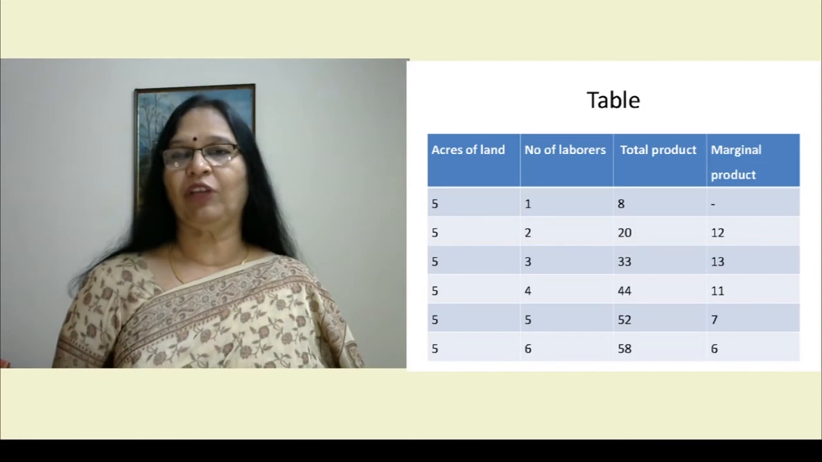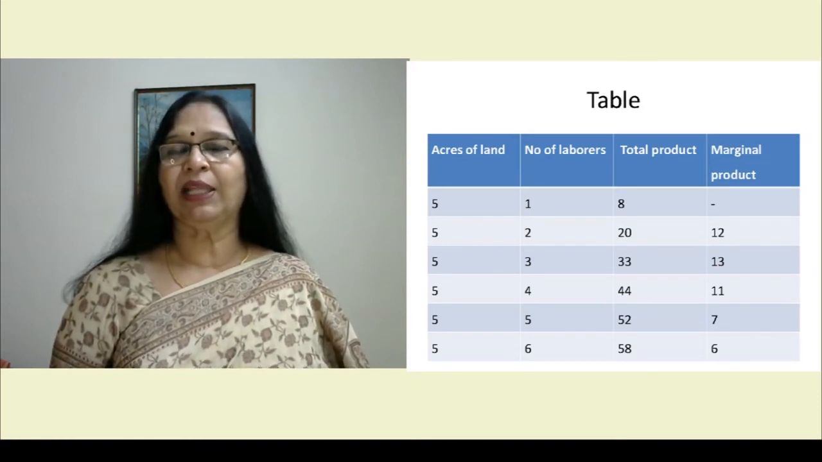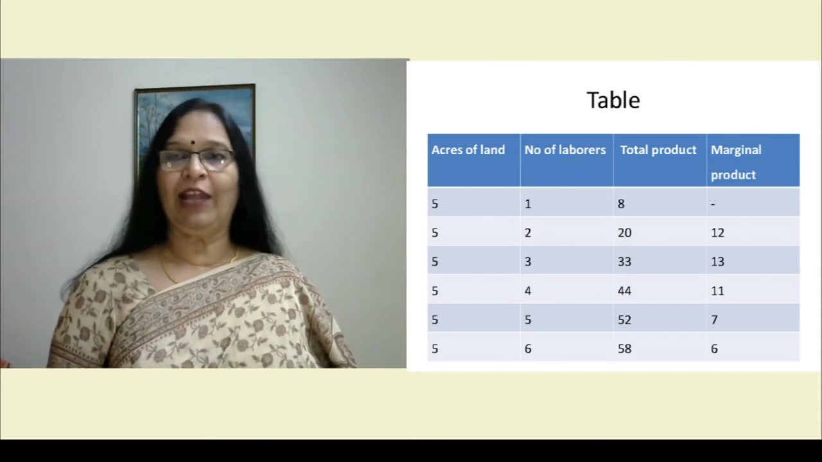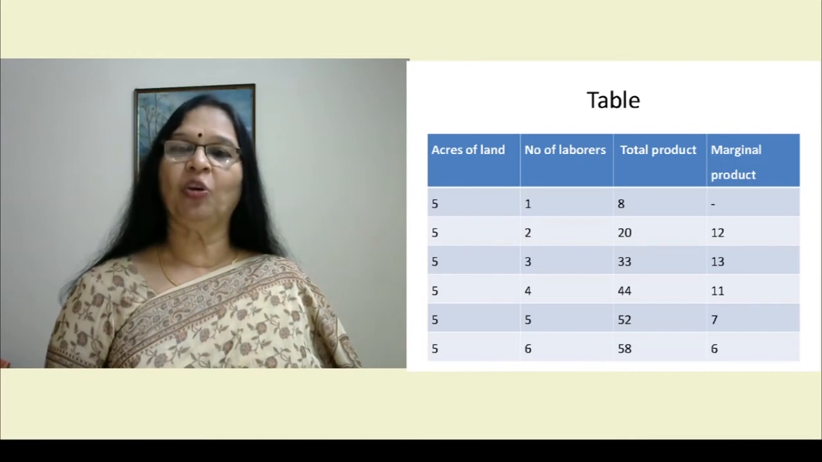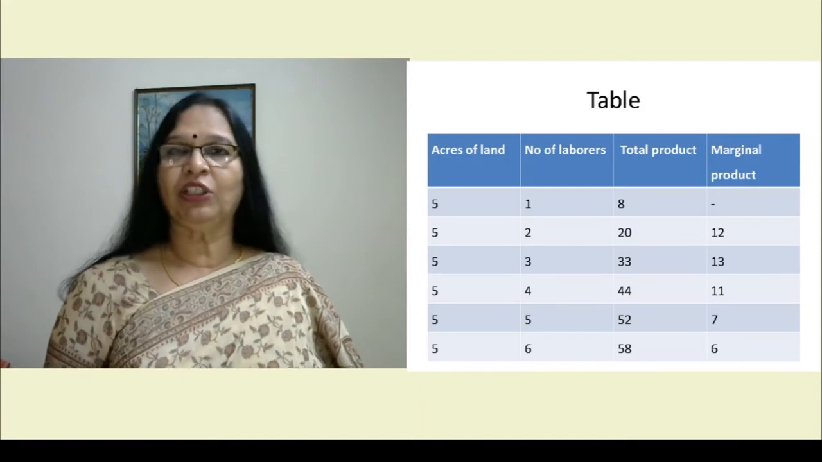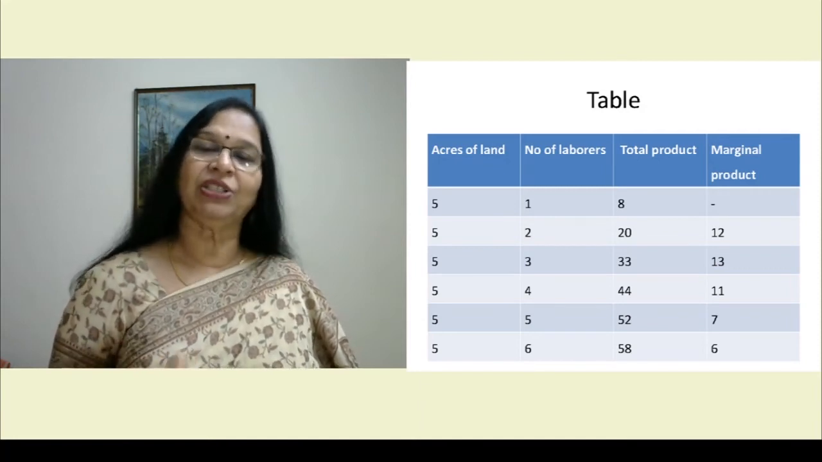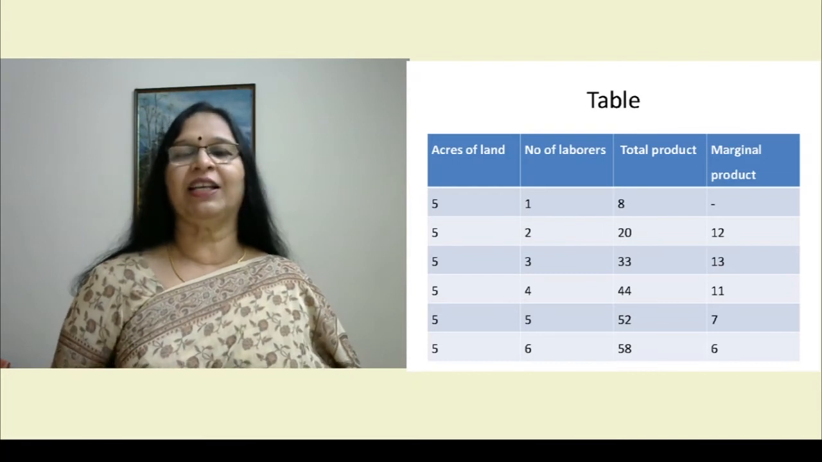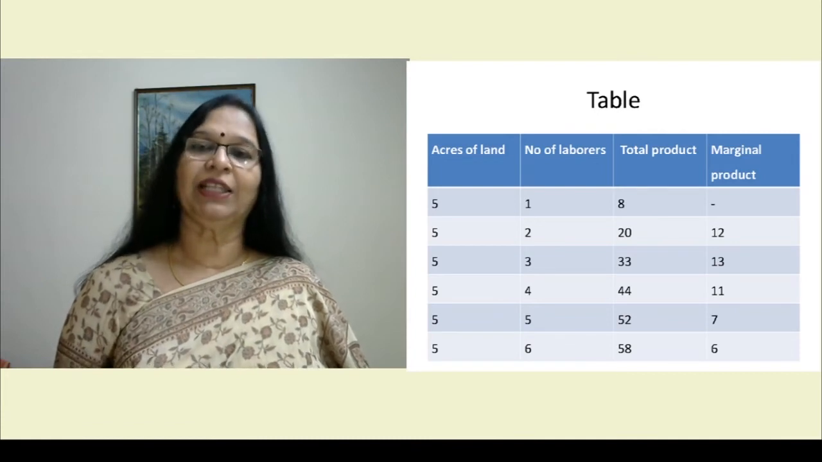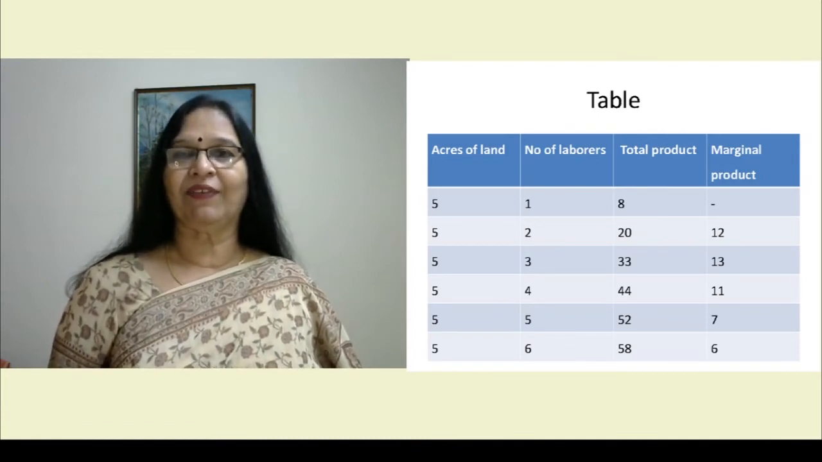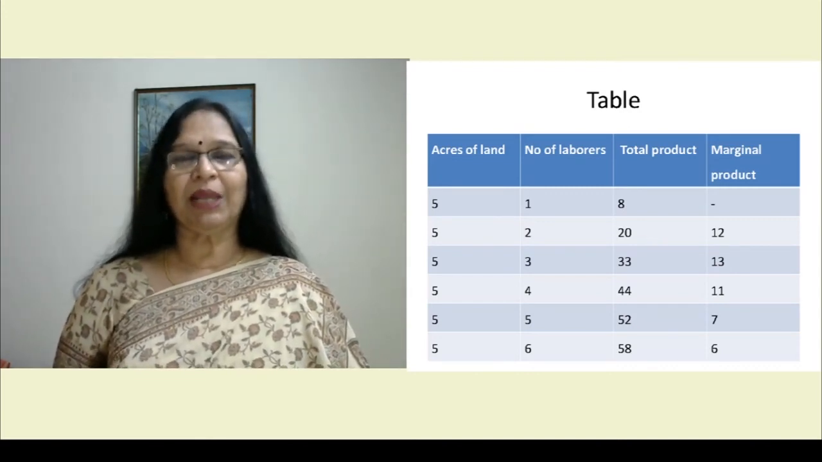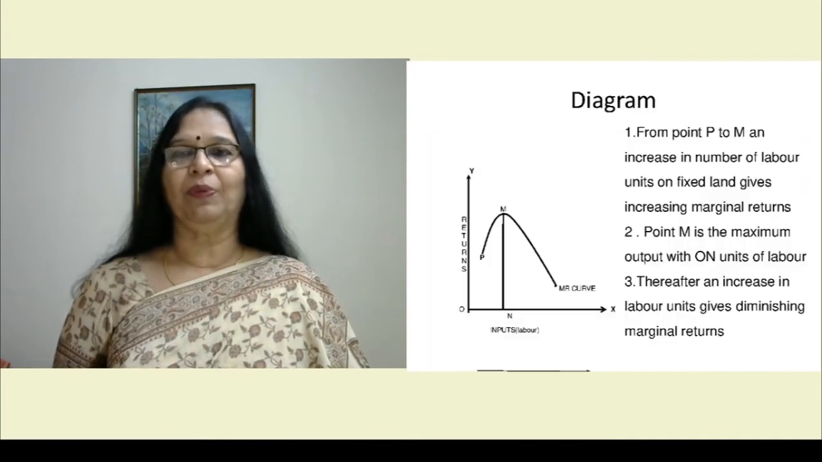Take the fourth case, 44 is the total product, but now you can see that the contribution made by that additional worker is only 11, and thereafter you can see the total output is definitely increasing, but the marginal contribution or the additional contribution by the additional labor is not actually increasing, it is just diminishing. So from 12 it became 13, it increased, then it reached the peak, then it started coming down at 11 and 7 and then 6. So here the table proves that production will increase for some time, reach a maximum and then come down.